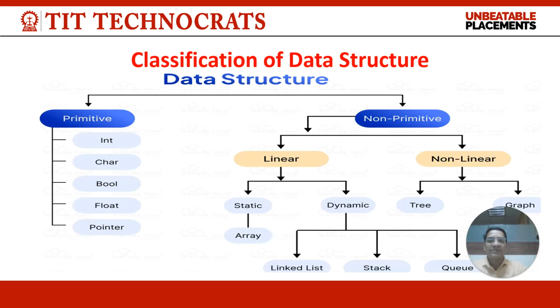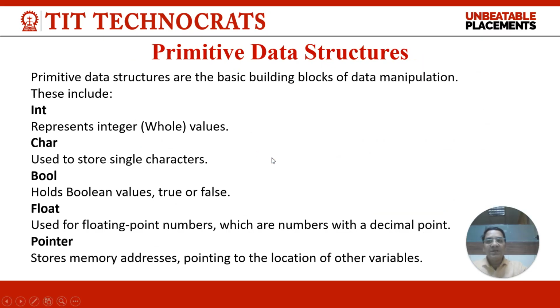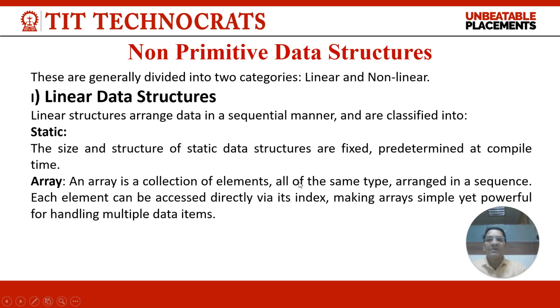Classification of data structure. The data structure is broadly classified into two categories, primitive and non-primitive. Primitive data structures are the basic building blocks of data manipulation. These include integer that represents whole numbers, character that stores a single character, boolean that holds values true or false, float that contains a number with decimal point, and pointer that is the address of another variable.